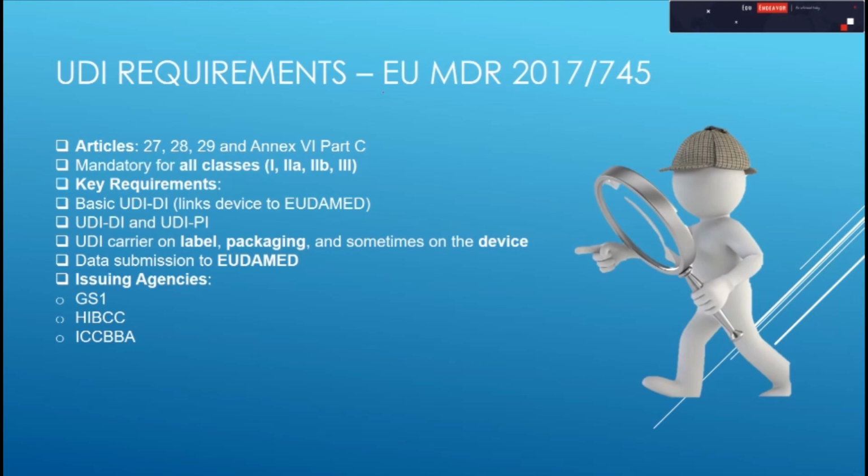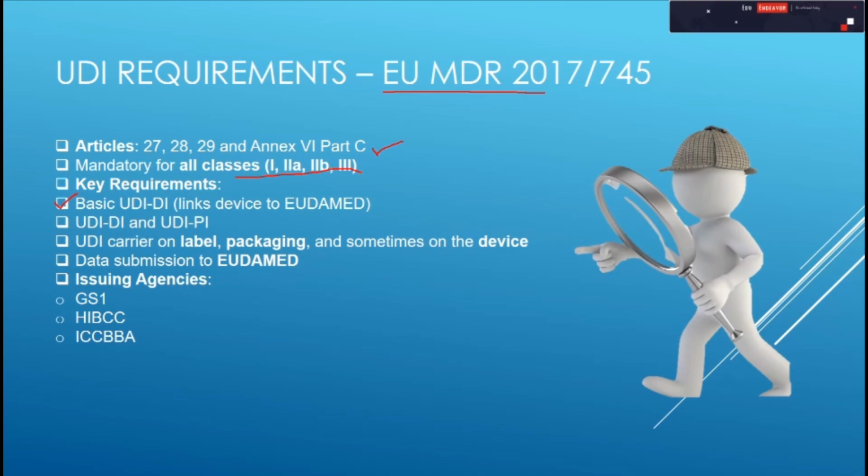Now let's look at the EU MDR perspective. UDI is governed under Articles 27, 28 and 29 and Annex 6 of EU MDR 2017. Unlike India, UDI is mandatory for all the classes of the device, for example Class 1, Class 2A, 2B, Class 3 in the EU. Three critical identifiers are used, which are like basic UDI-DI. It identifies the group or family of the product. It is used to register the device in EUDAMED and linked to the technical documentation, for example in PMS plans and certificates.